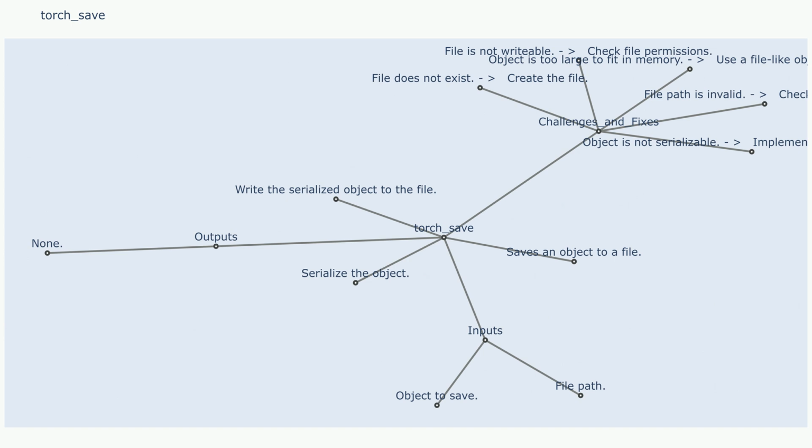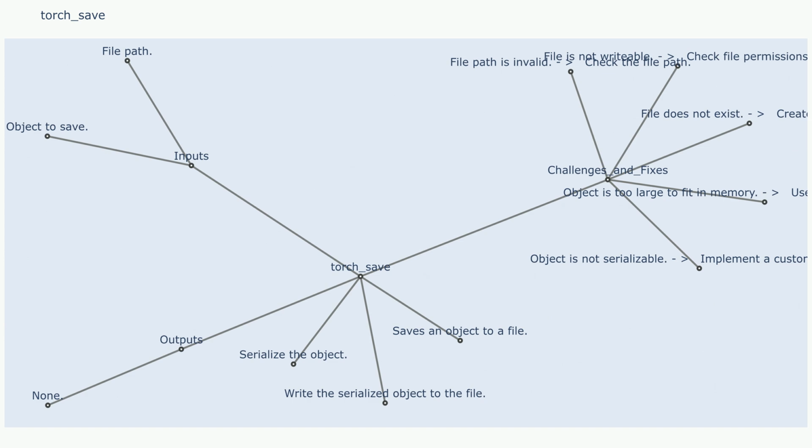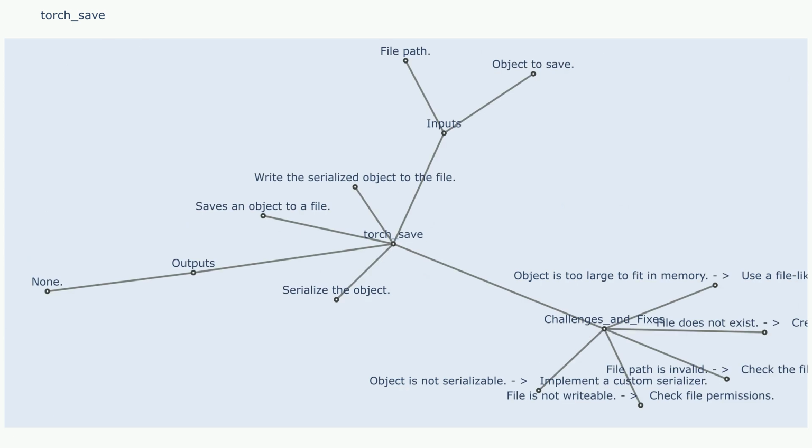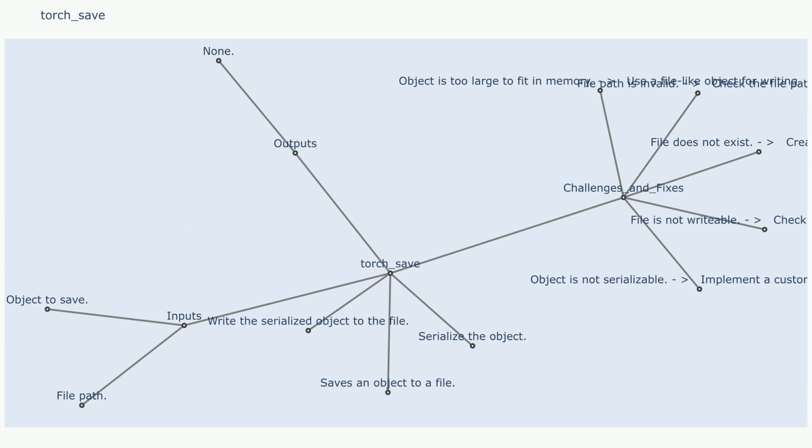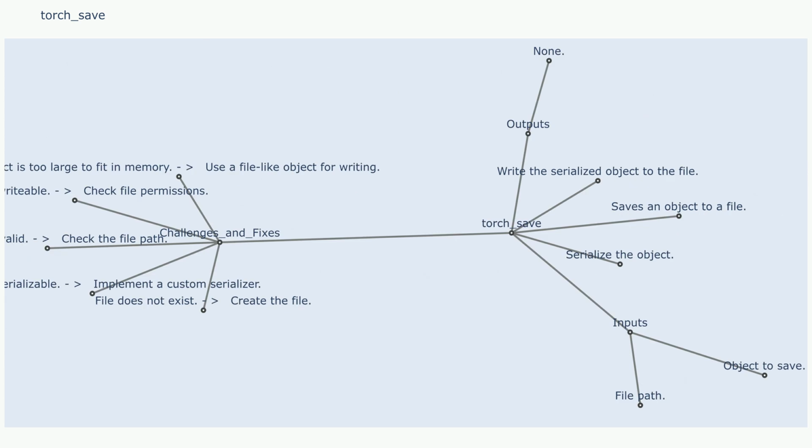Challenge 3. Saving a model with a complex architecture. Sample use case. Your model contains nested modules, custom layers, or complex data structures. Fixes. Ensure that all components of the model are pickle compatible or use a suitable serialization library like dill. Use the torch.save(model.state_dict(), filepath) approach to save only the model's parameters and load them later using model.load_state_dict(torch.load(filepath)).